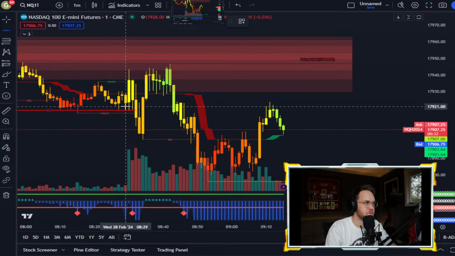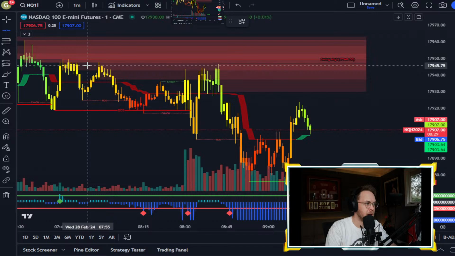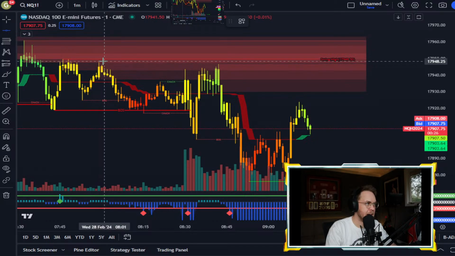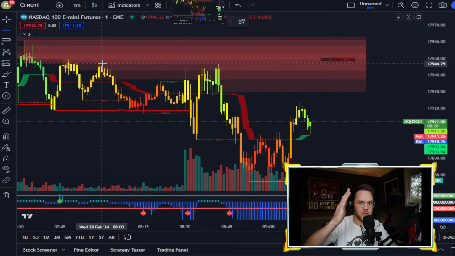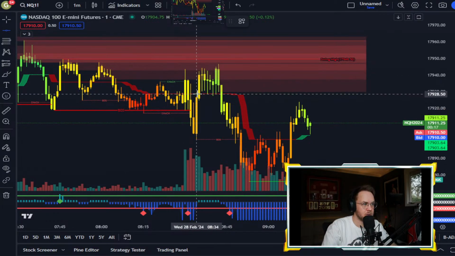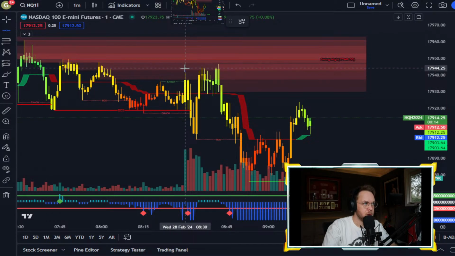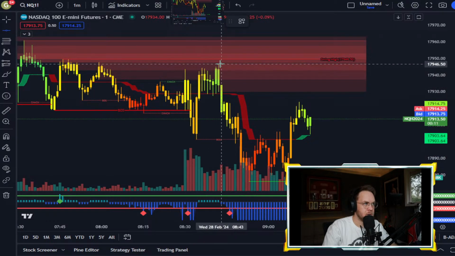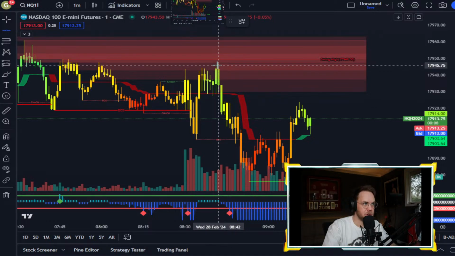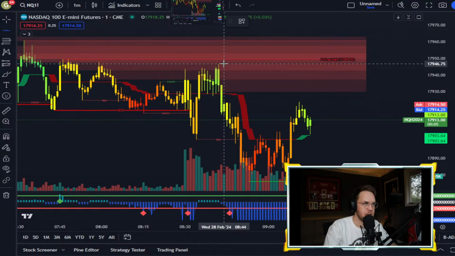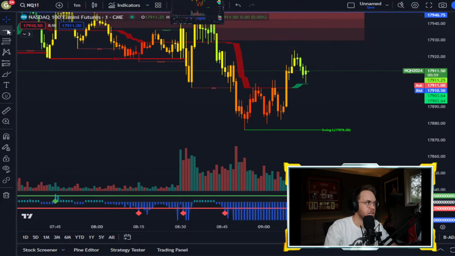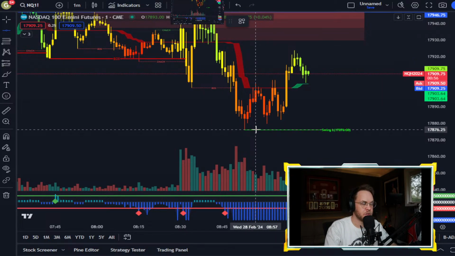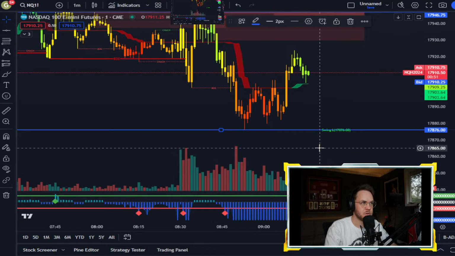So opening range is from 8 to 8:30. So at 8 o'clock, the highest we went today was right here. And between 8:30 and 9 o'clock, so 8:30 is right here, and right here is the high. You can see between 8:30 and 9 o'clock, this is the highest we went at 17,946.75. So I'm going to put a blue line there. And the lowest that we went in that same period of time is down here at 17,876. So I'm going to put one there.